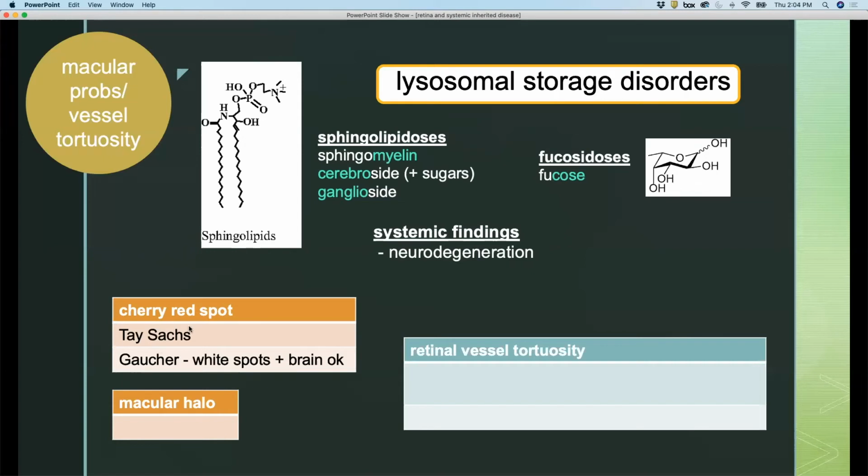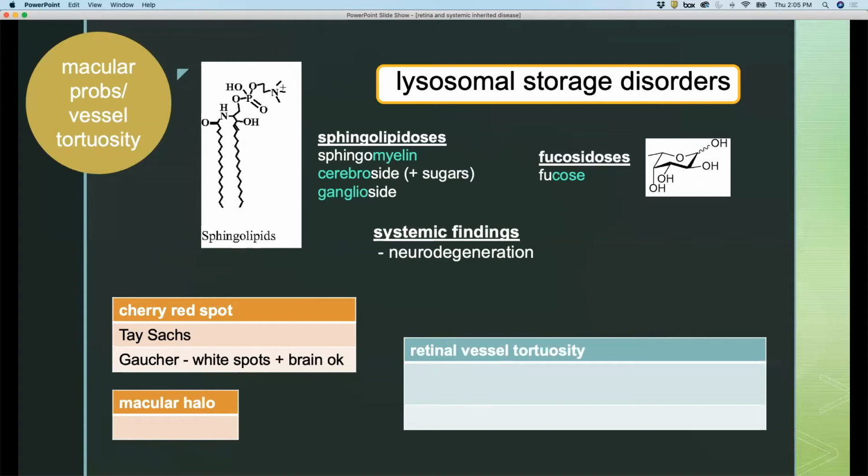For cherry red spots, there's two diseases, Tay-Sachs and Gaucher. Tay-Sachs is pretty bad in terms of having that neurodegeneration in childhood, but Gaucher they live to adulthood, and they have these white spots. And then there's another sphingolipidosis that causes a macular halo. You remember? And then there's some others that cause retinal vessel tortuosity. I thought, is it Niemann-Pick, the macular halo one?